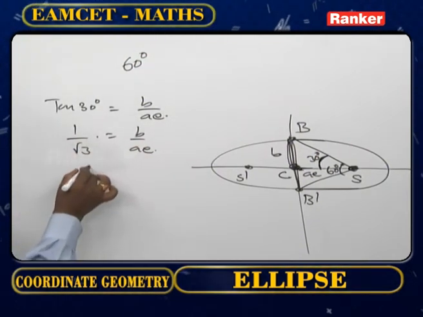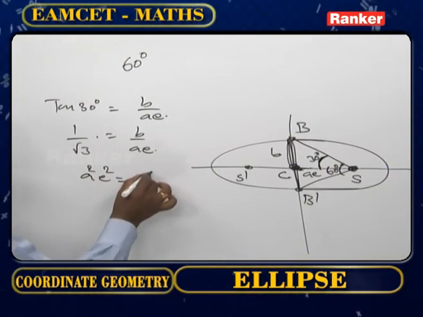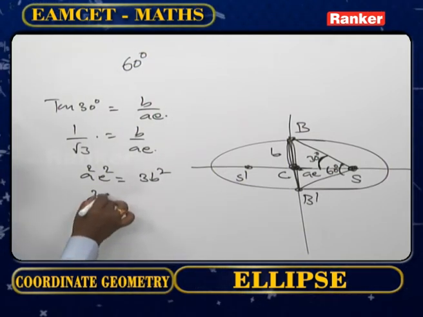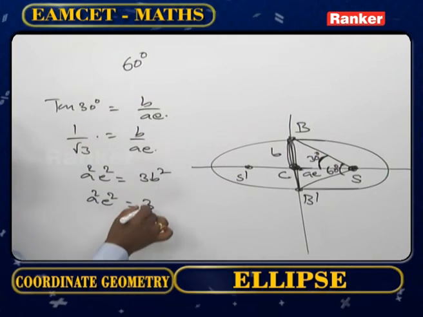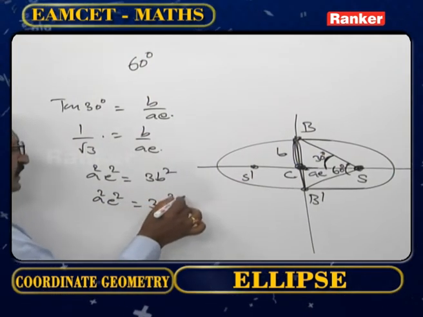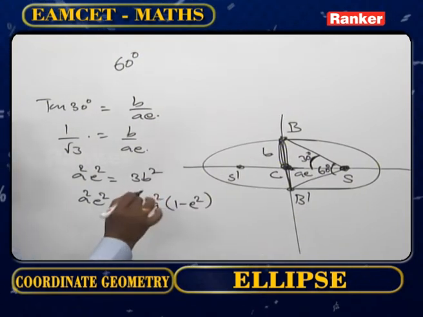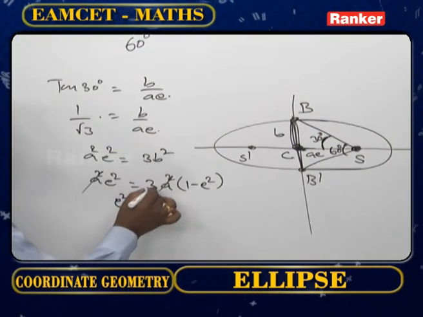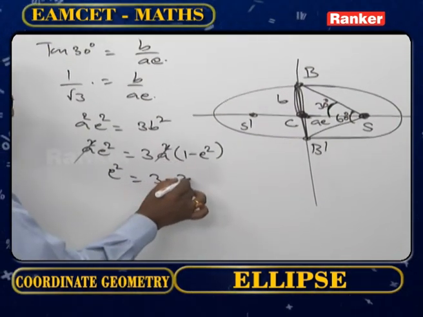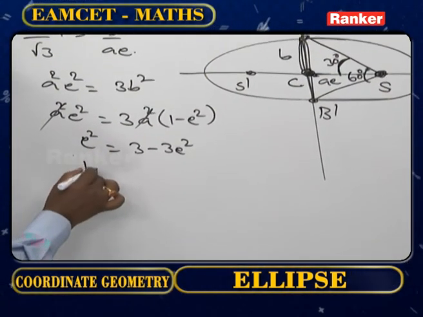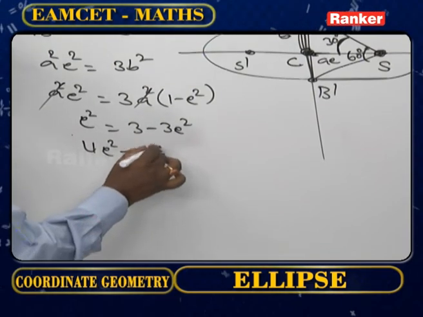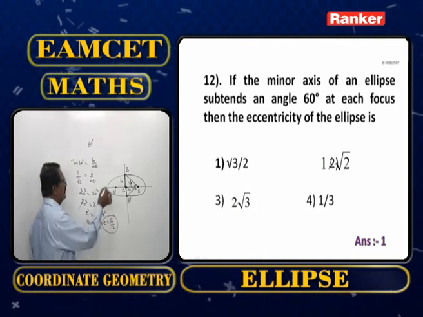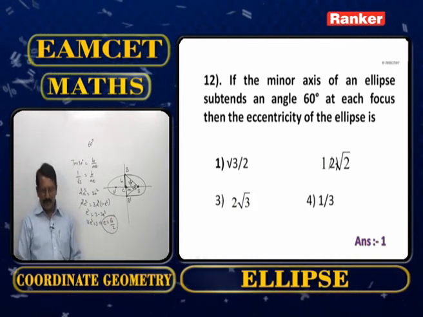Cross multiply and square on both sides: A square E square equals 3B square. Now A square E square equals 3 into B square, but the value of B square in terms of A and E is A square into (1 minus E square). A square cancels on both sides. E square equals 3 minus 3E square. Taking 3E square to the left side, 4E square equals 3, which implies E equals root 3 by 2. The eccentricity of the ellipse equals root 3 by 2, first option.